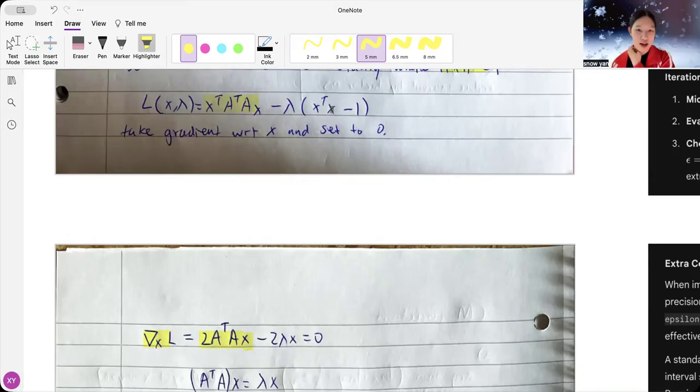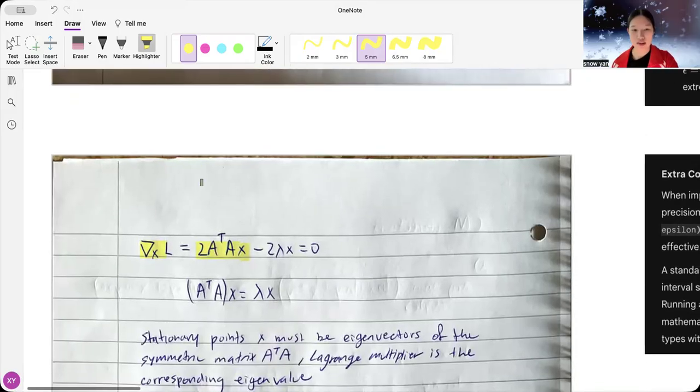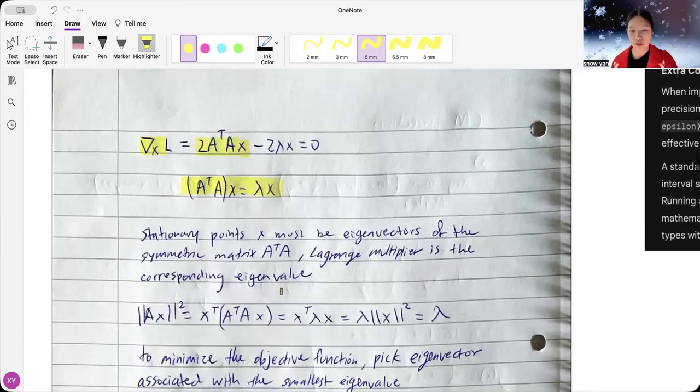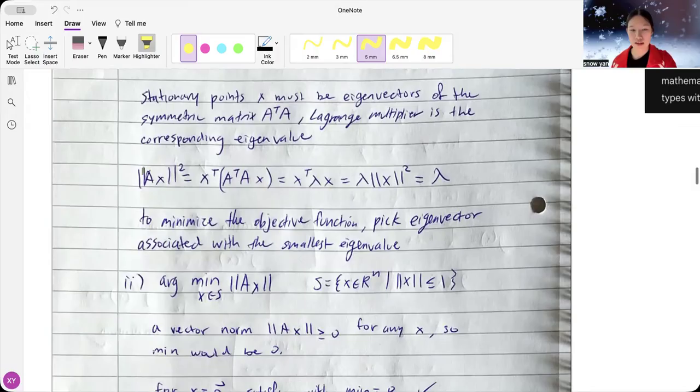So then what we have is just A^T A x equals lambda x. We finally got it to a nice linear algebra form, where we see that the stationary points x must be eigenvectors of the symmetric matrix A^T A, and the Lagrange multiplier is the corresponding eigenvalue. So yeah, we get this over here.